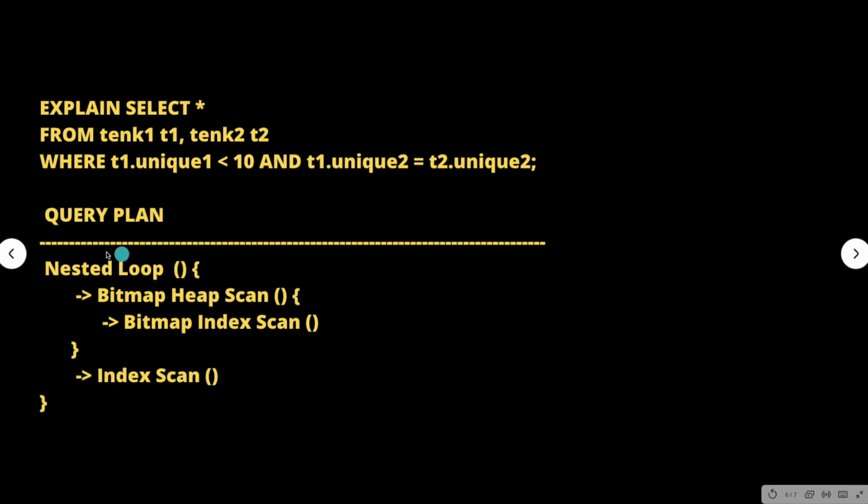scan returns a value, and then the nested loop uses these two values from the bitmap heap scan and index scan to do some kind of computation and then returns back to the user. So I hope that makes sense. I hope my analogy makes sense to you guys. Basically it's just the order of execution in the query plan.